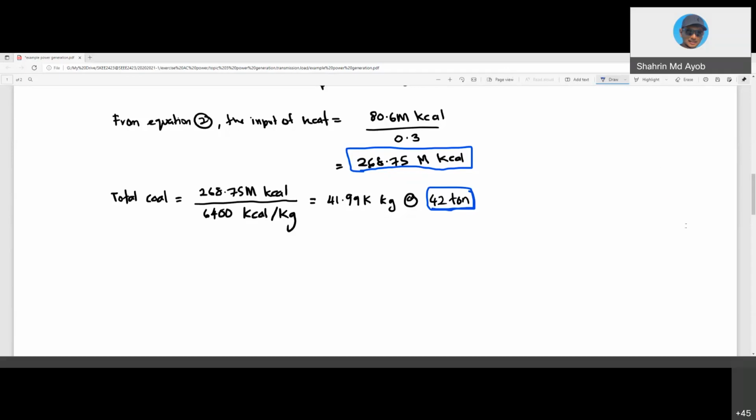Okay, so one of your friends just asked me in the chat room, is kilowatt and kilowatt hour the same or what? Okay, actually, kilowatt and kilowatt hour is not the same. Kilowatt is actually power, while kilowatt hour is actually energy, because power multiplied with the time. Okay, that's why you got the energy.